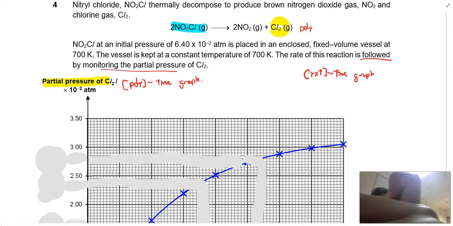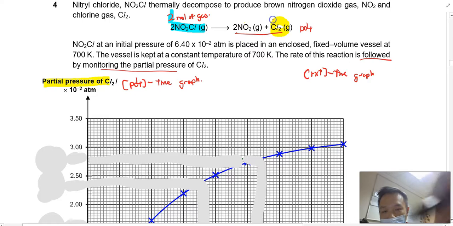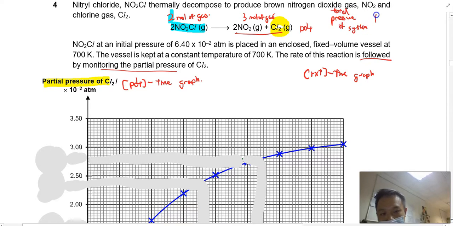In this reaction you have 2 moles of gas, and at the end of the reaction, you have 3 moles of gas. So as a result, you expect the total pressure of the system to increase with time. Why will the pressure increase with time? Because you have a constant, fixed volume. So as you have more moles of gas with time, your pressure of the system will increase. And this is how we can monitor the partial pressure of Cl2 with time.